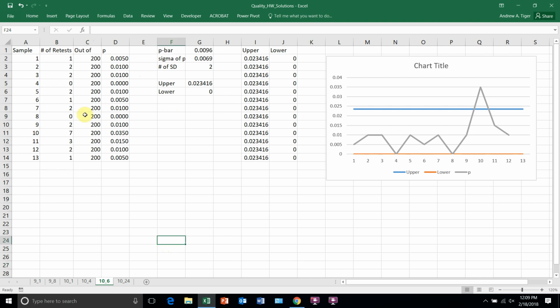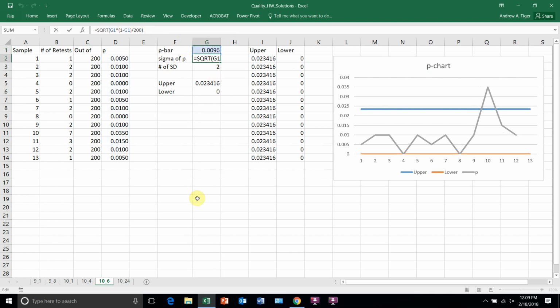Problem 10, they gave us the count of retest out of an area of opportunity. So for each sample, I can calculate a sample proportion. The sample proportion is what we're going to plot in our P-chart. That's what this is, a P-chart. To calculate the control limits, we need to be able to calculate the average. We need the center line, which is the average of my proportions. The standard deviation of P, a sigma of P, is the square root of P bar times 1 minus P bar divided by the area of opportunity, which is 200.